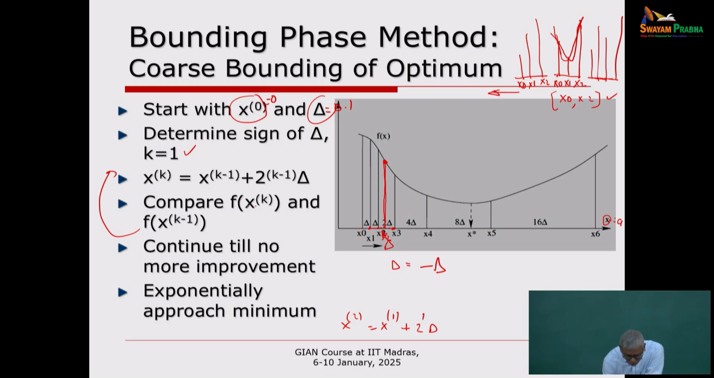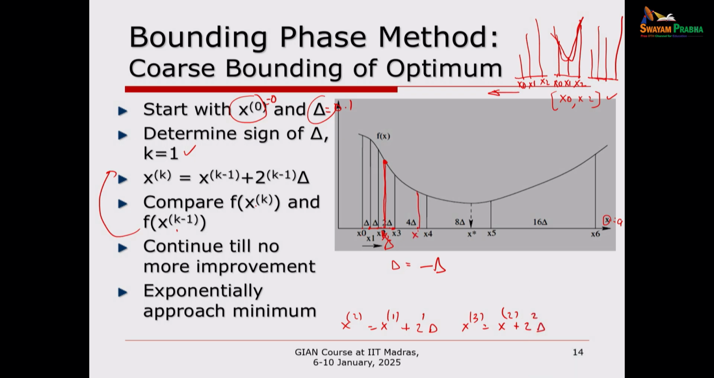So now I compare x2 with x1 and I say x2 is still better. Then what I am going to do, I will compute x3. So what will be x3 now? K is now 3. x3 is going to be x2 plus 2 to the 2 times delta. So now from x2 I am going to go 4 delta. 4 delta is this much, so I am going to come here. So this will be my x3 and I still see x3 is better than x2. So next is going to be x4, which will be x3 plus 2 to the 3 delta, which is 8 delta, so I am going to be here. So this is my x4.